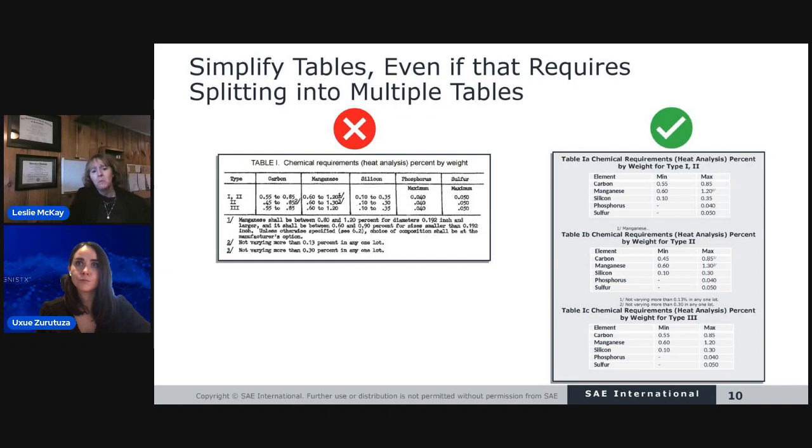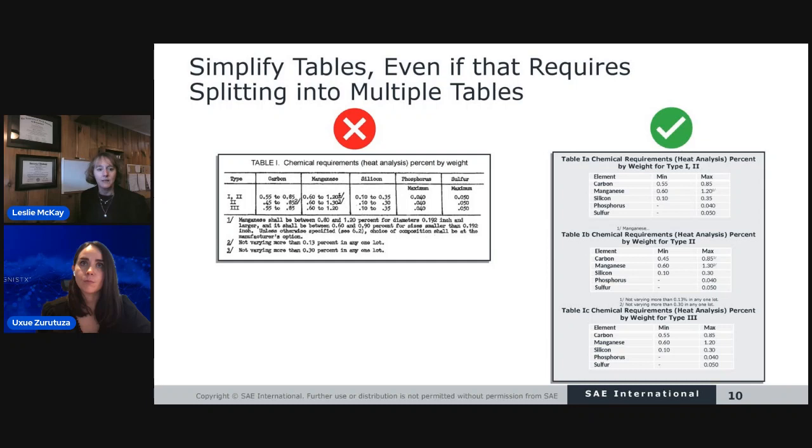I think it's also important to realize that you may need to split a table into multiple tables in order to simplify it. In this example here, we split out the type 1 and type 2 in a separate table from type 2 and type 3, so that we can break out the min and max for each of those values. So you're striving for that simplicity. You're striving for that one data value per column to make your tables as easy to interpret as possible.